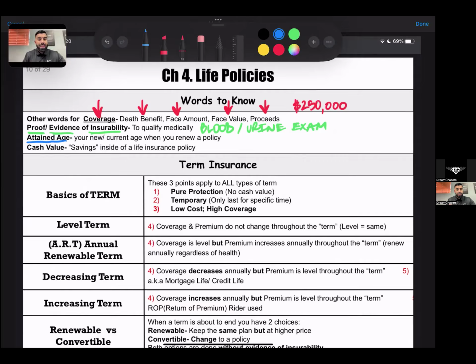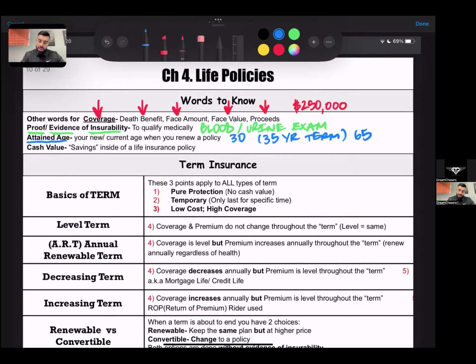Next key term is attained age. So attained age is your new current age when you renew your policy. So for example, let's say I am 30 years old right now. I purchase a 35-year term. When that 35-year term is up, and let's say I want to renew my term for another 10 years, at this point, I'm going to be 65 years old. So my attained age when I'm attaining the new term would be 65.